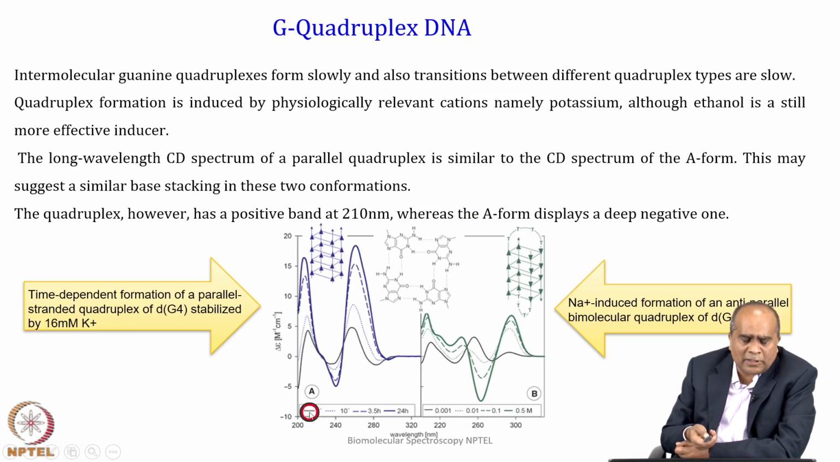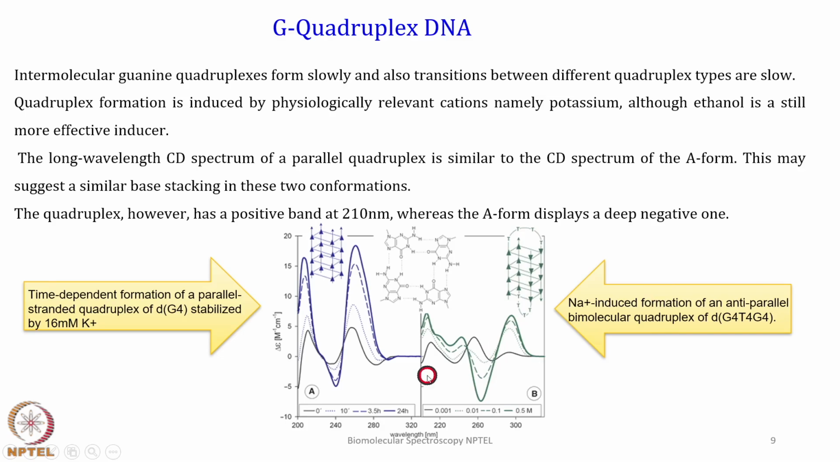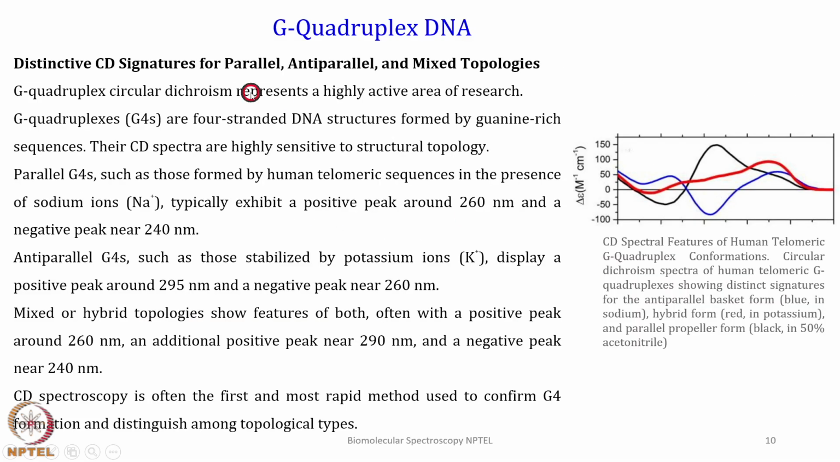So, these are some of the similarities and dissimilarities between the A form of DNA and quadruplex, and here you can have a time dependent parallel stranded quadruplex stabilized by potassium, and sodium induced quadruplex as well. So, you can find out whether it is parallel or anti-parallel, and how parallel is similar to A type of double stranded DNA. So, these structural transitions you can really find out, and in quadruplex formation the presence of metal ion is extremely critical, as it stabilizes the structure, right.